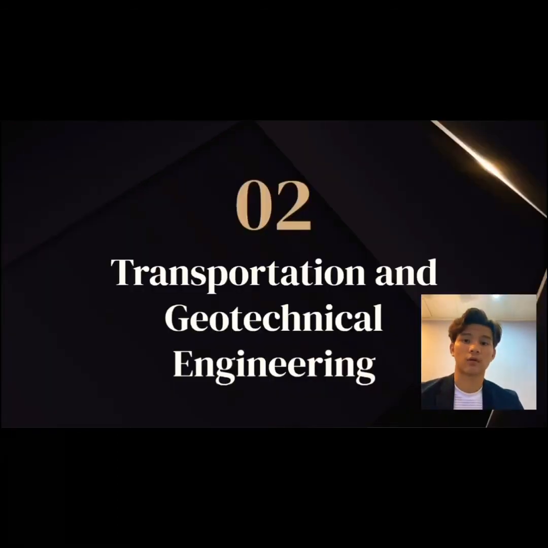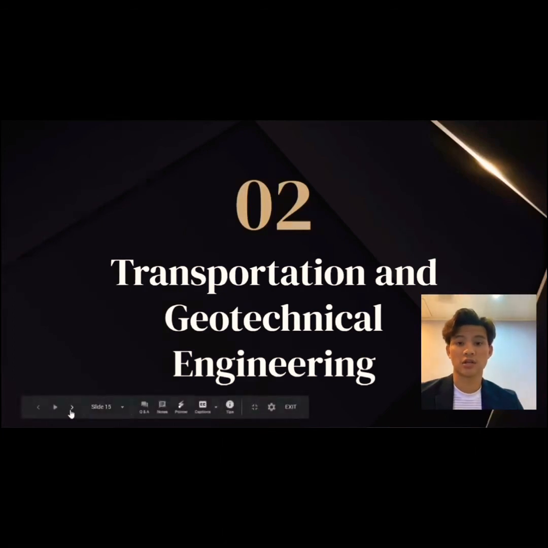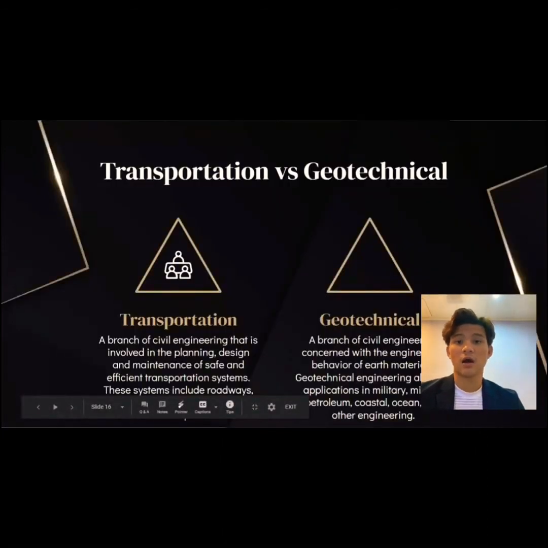Assalamualaikum warahmatullahi wabarakatuh. My name is Muhammad Amir Sofi, and I will talk about transportation and geotechnical engineering. Transportation engineering is a branch of civil engineering that focuses on designing and planning the efficiency of transportation systems. The system includes waterways, roadways, railways, and intermodal operation.